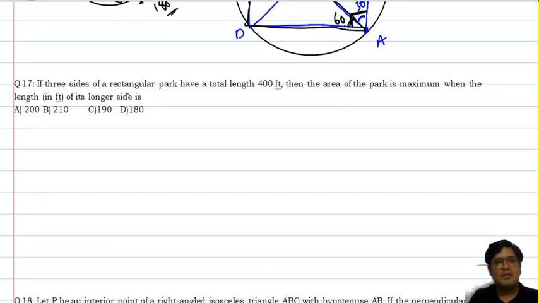Three sides of a rectangular park have a total length of 400 feet. Then the area of the park is maximum when the length in feet of the longer side is.